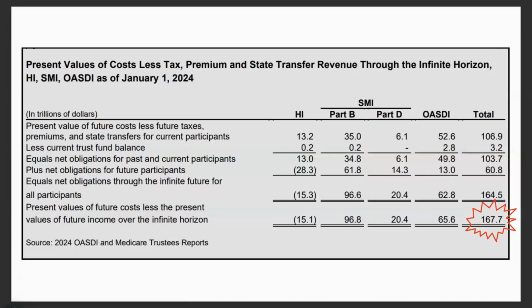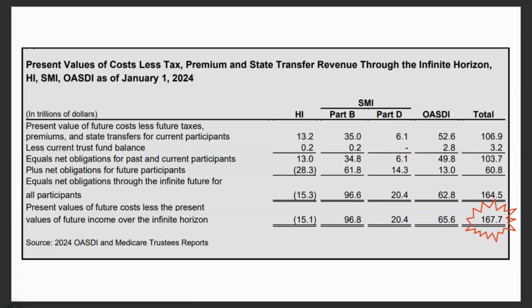So the total of all these shortfalls over the infinite horizon is $167.7 trillion. That's enormous. And this is what I consider the most important number in this whole report. And again, it appears first on page 184 of the report.